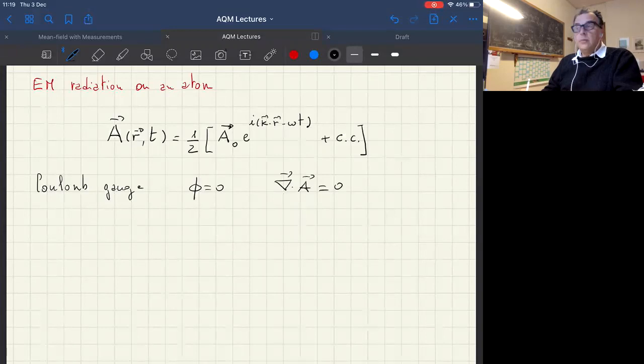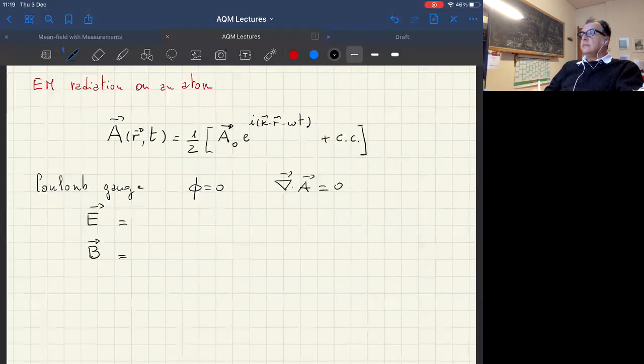Now, once you know the vector potential, what you can do is compute from it the electric field and the magnetic field. So what is the relation between the electric field and the vector potential? This is a question for you.